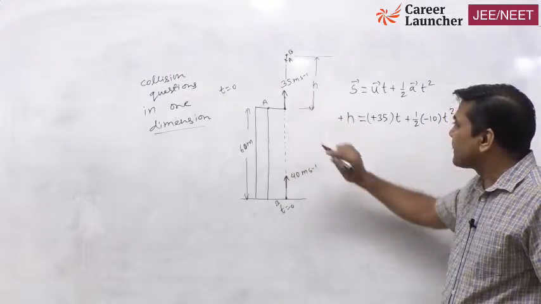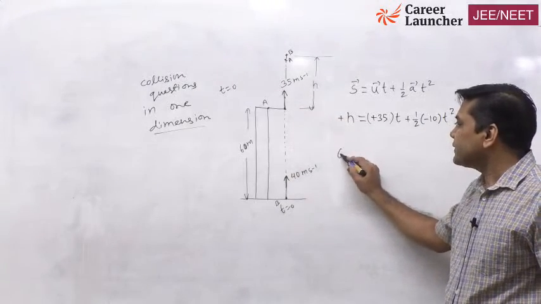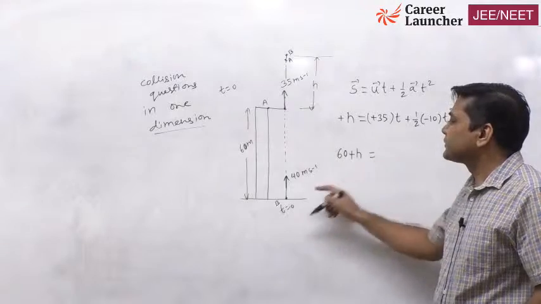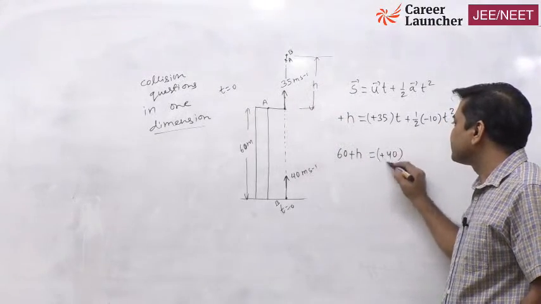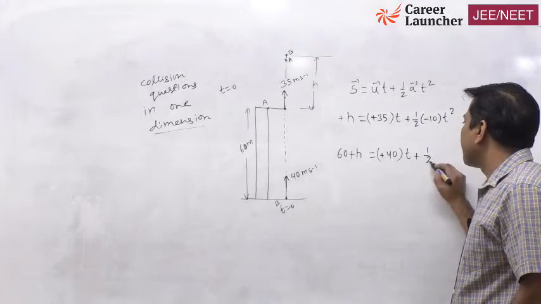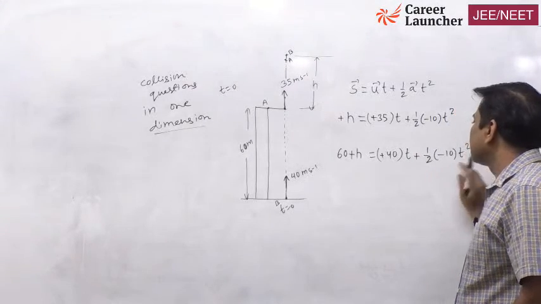What about this B? h will be 60 plus h. Okay. And here it will be plus 40t, plus minus 10t square again in this case.